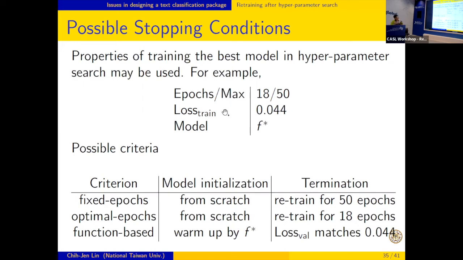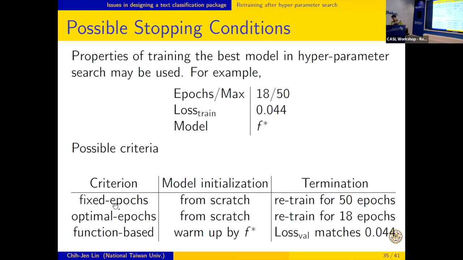So here I use an example for illustration. Suppose in the hyperparameter search for the best one, my training procedure is like this. I set the maximum iteration bound to be 50. And I happen to use 18 iterations. At that time, my training loss is such a value, and my model parameter is called f star. Then I have some possible criteria.